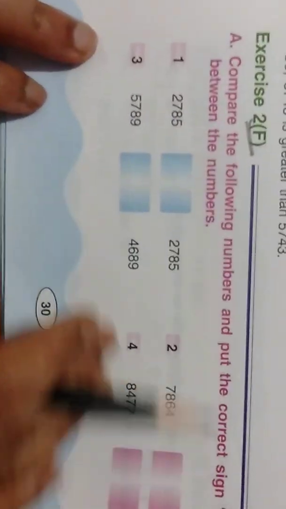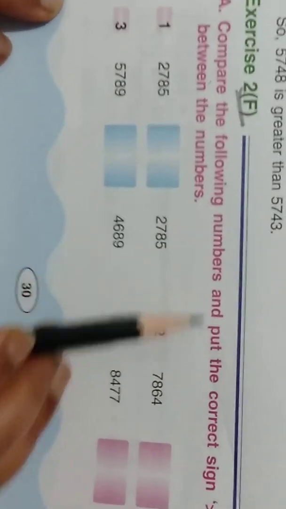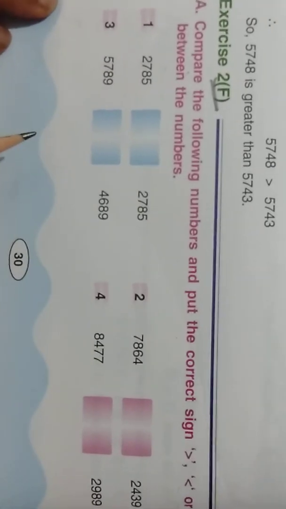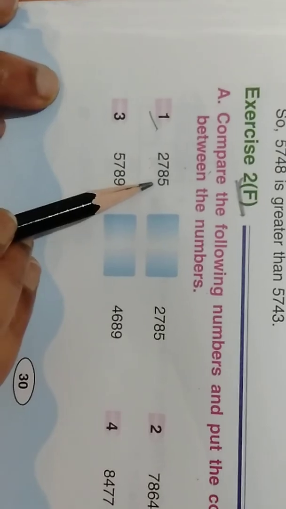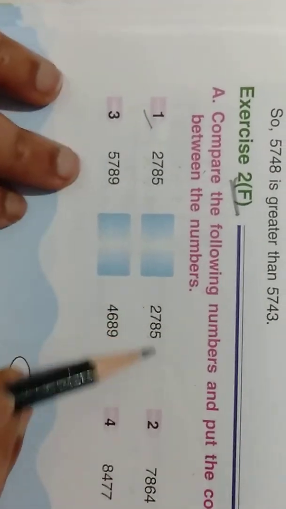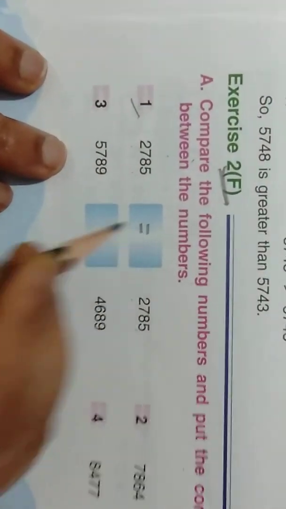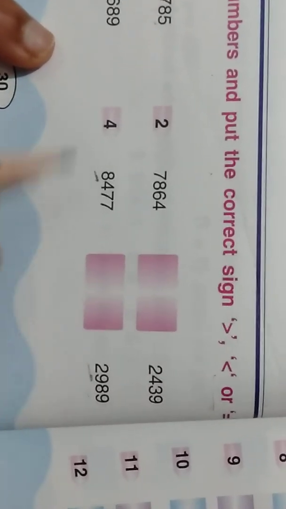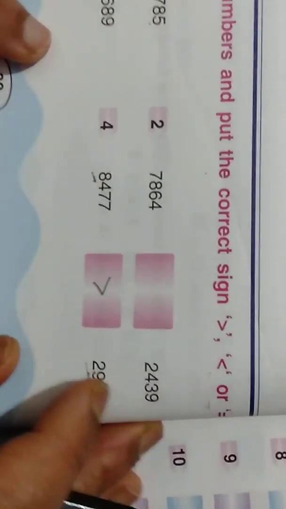Now let's see exercise 2F. Compare the following numbers and put the sign greater than, less than or equal to between the two numbers. Children, see question number 1. 2785, 2785. So it is equal. Just write equal. 8477, 2989. This is 8000, this is 2000. So automatically 8000 is greater than 2000.